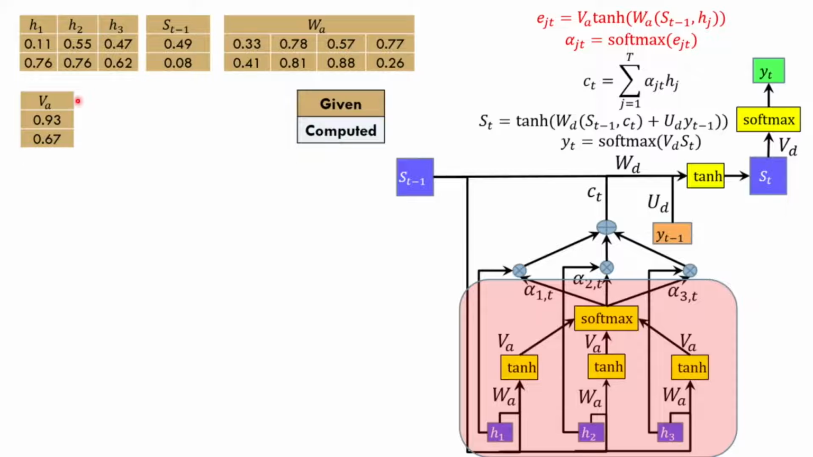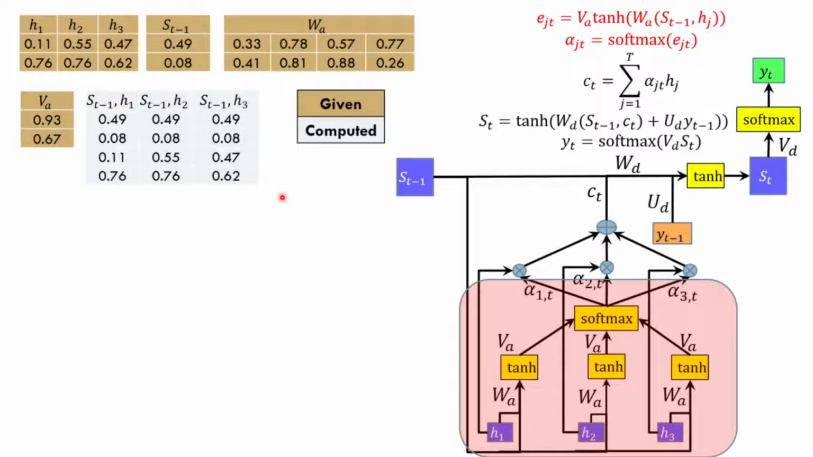And then this is my attention. Before we compute the final attention scores, we do a dot product with VA, so one more linear layer which simply does a dot product. These things are given, and the rest have to be computed. So what do we do first? First we concatenate st minus 1 and h1, st minus 1 and h2, and st minus 1 and h3, because this concatenation is actually fed to this linear layer WA to achieve the attention mechanism.